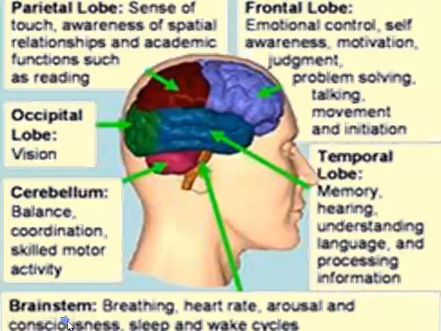Here's a review of some of this lecture's content: the parietal lobe, the frontal lobe, the temporal lobe, the occipital lobe, and here's some information on the cerebellum, which is responsible for balance, coordination, and skilled motor activity. Also, individuals with hyperactivity disorders and attention disorders will sometimes have an underdeveloped cerebellum. You also see in this diagram the brainstem responsible for survival systems.